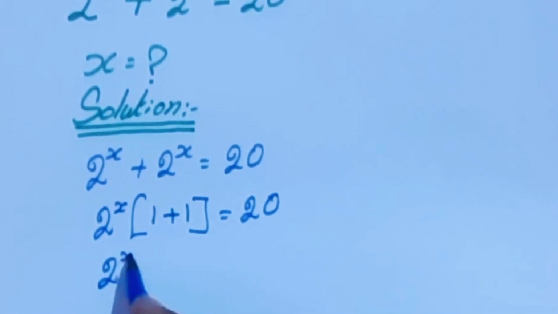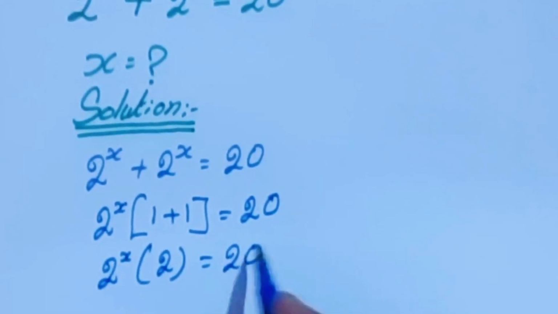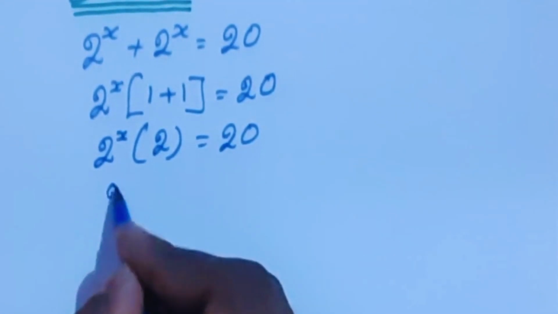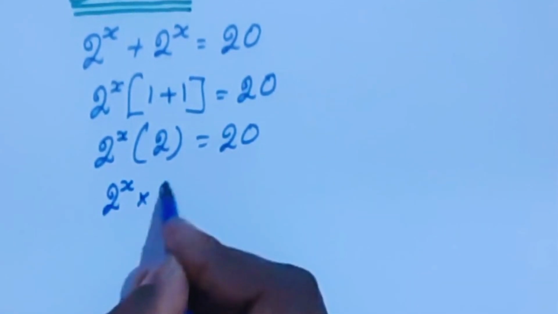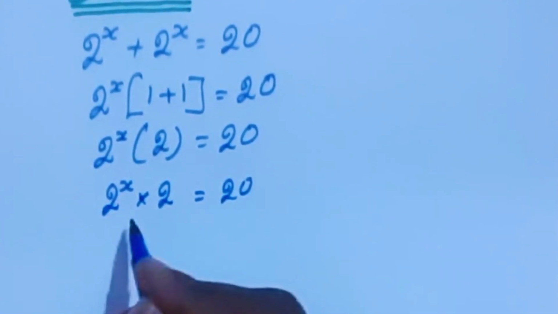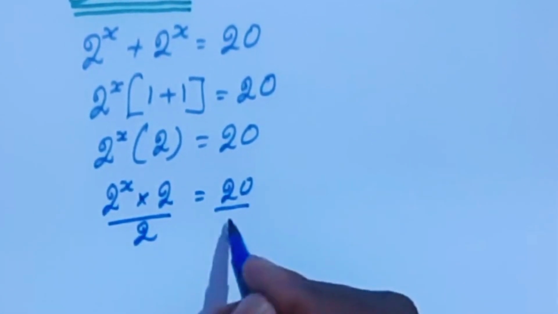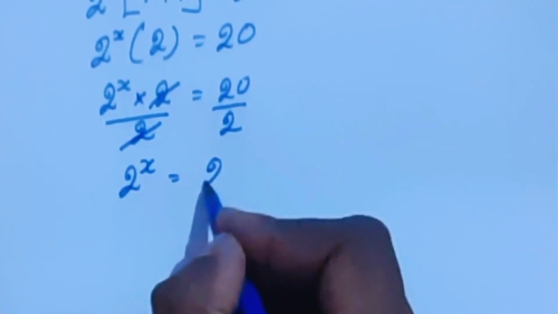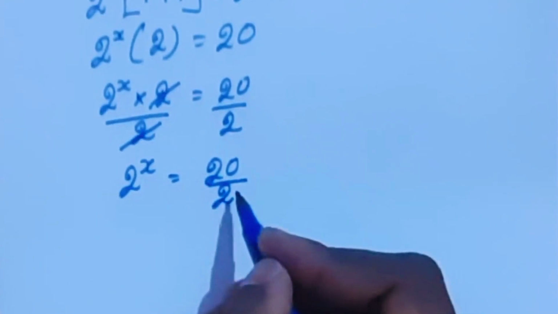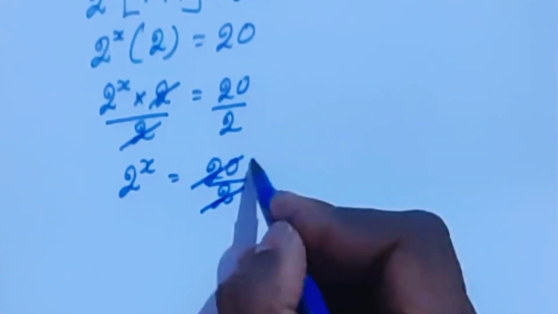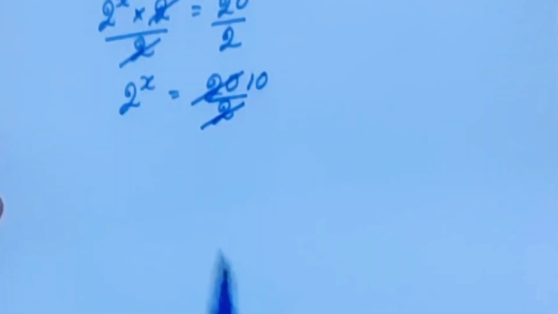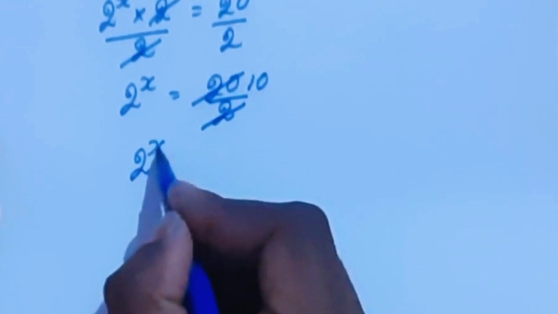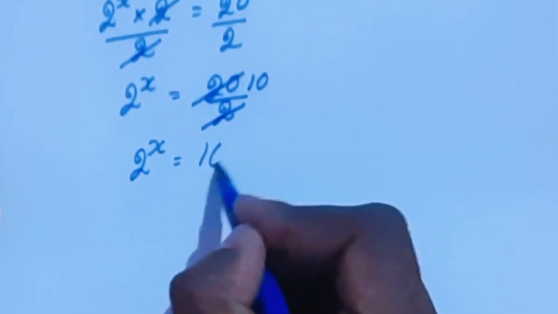Here 2 power x times 1 plus 1 is 2 equal to 20. Now 2 power x times 2 equal to 20. Now we are going to divide by 2 on both sides. Here 2, now this 2 cancels this. Now we have 2 power x equal to 20 by 2. Now simplify this. We'll get here 10. So 2 power x equal to 10.